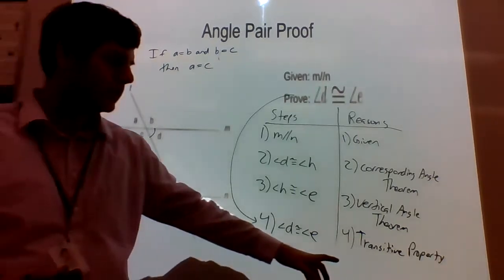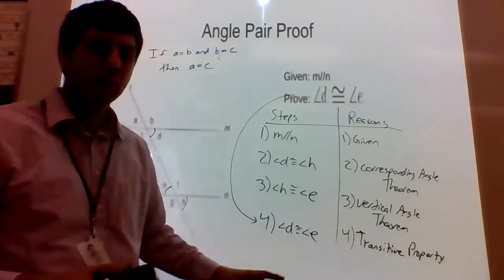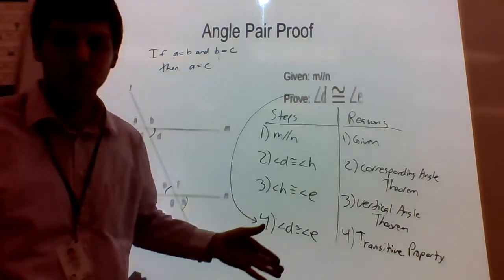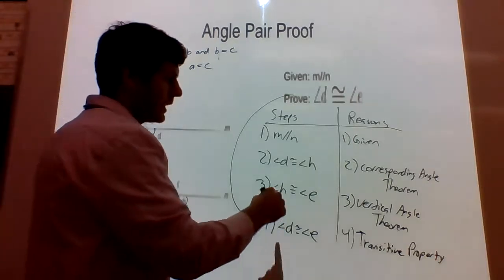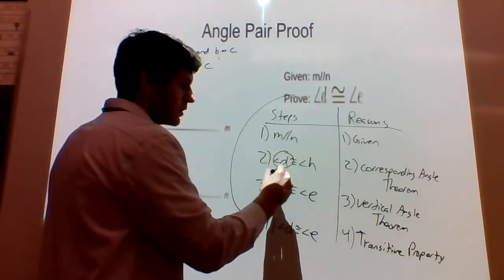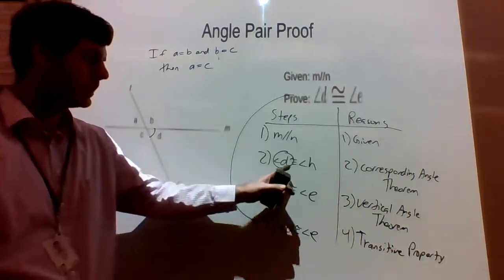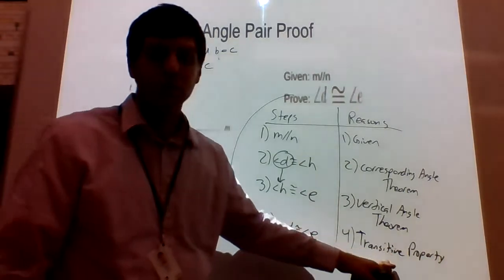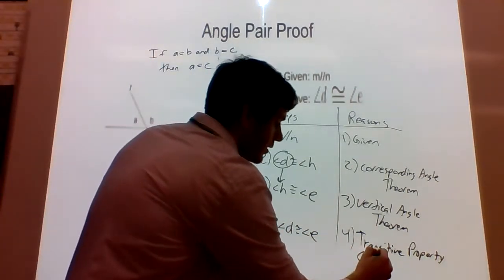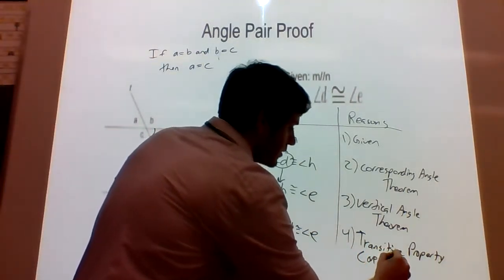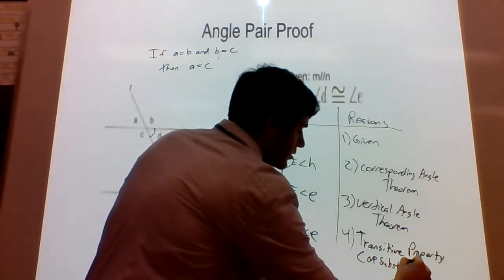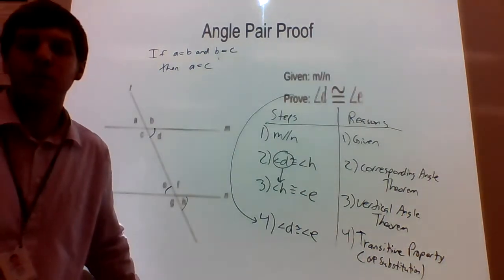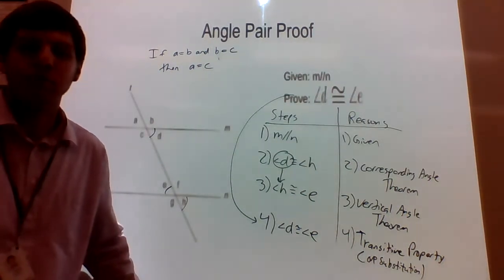We could also have used the substitution property here. Instead of saying they're both congruent to H, therefore they're congruent to each other, you could think about it as replacing H with D, substituting in a D for the H because we know angle D and angle H are congruent. Then you could have put substitution here as well. Final is multiple choice, so you just have to use whatever is provided for you. They're not going to give you both options.